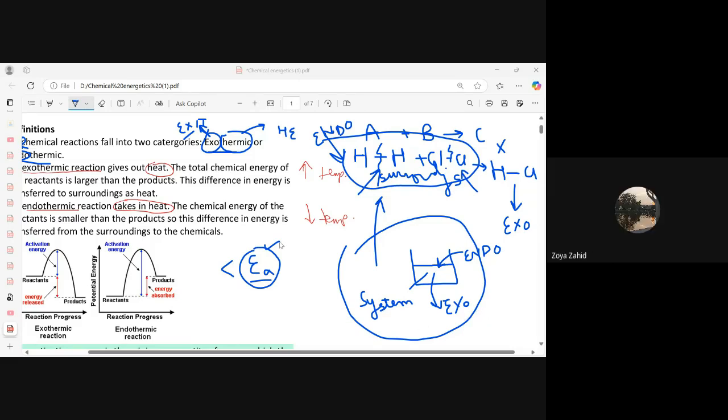Yes, Zoya. When the bonds are being made, it is exothermic. Bond making or bond formation is exothermic.